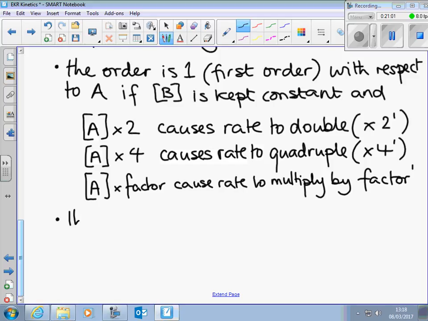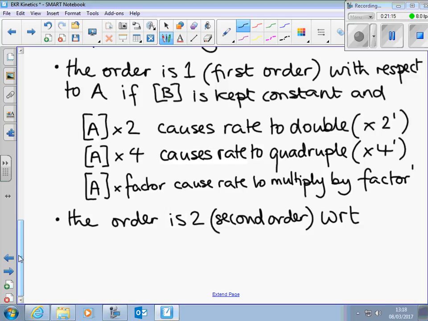So the order is 2, or second order. It's a second order reaction with respect to, all right, WRT, with respect to. So don't use it in the assignment, but in terms of notes, because we say it a lot in this particular unit, it's always the order with respect to this and the order with respect to that. It's just easier to do.